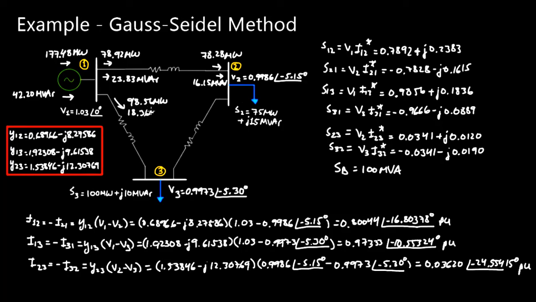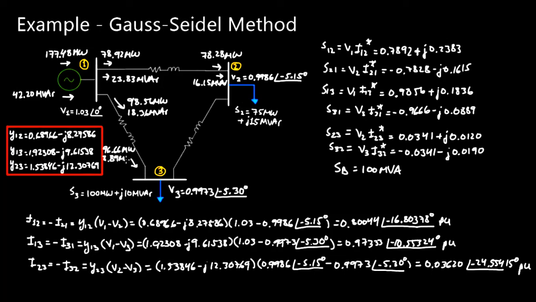And then receiving on the bus 3 end, so S31, we see again negative and negative. So that confirms that we're receiving that power. And we get 96.66 megawatts. I'm going to try to write it over here on the left. So 96.66 megawatts and 8.89 megavolt ampere reactive. So 8.89 MVARs.